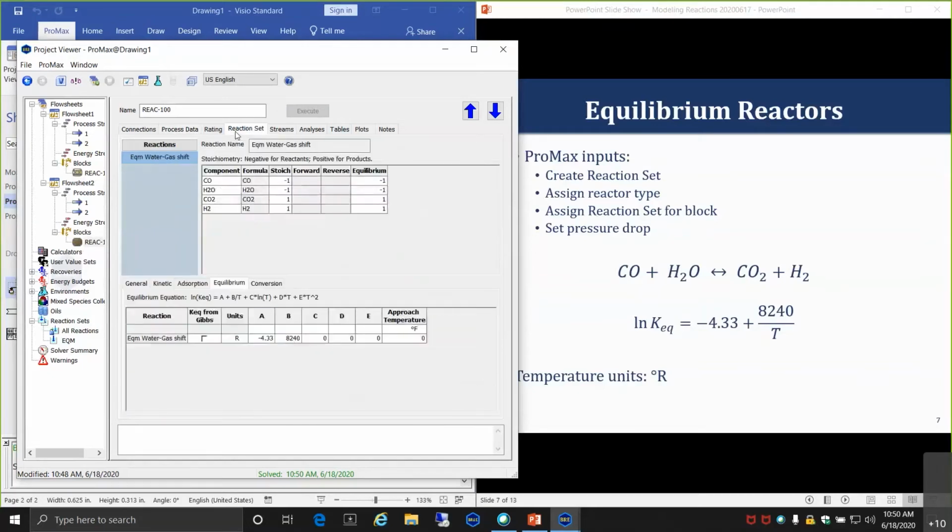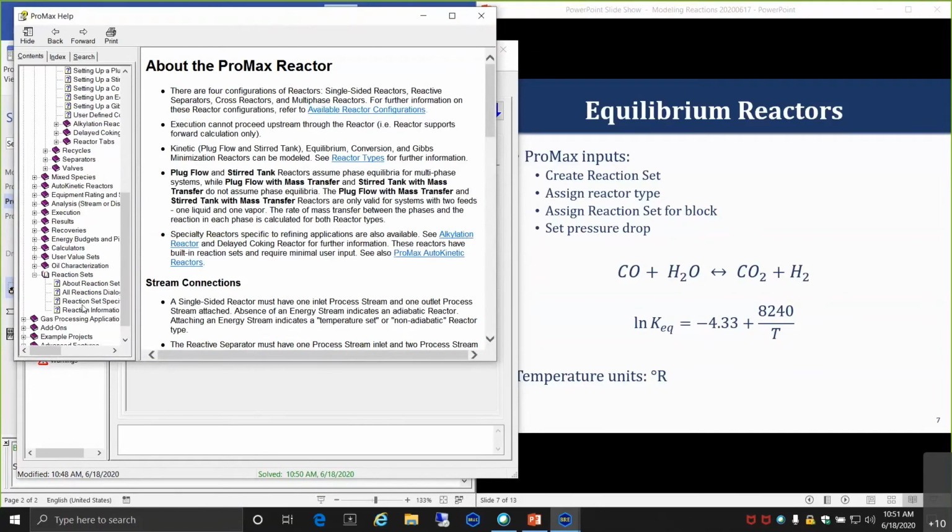We can come in and demonstrate what this approach temperature does. So the approach temperature, let's pull up the help and I will look at reaction sets.